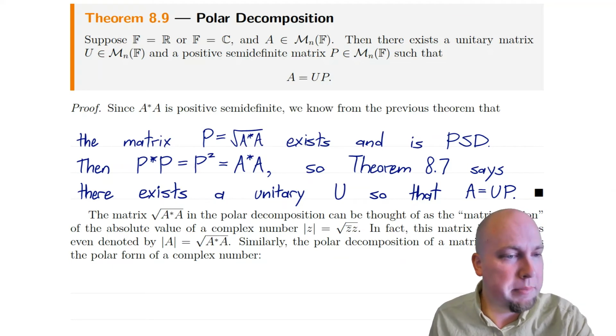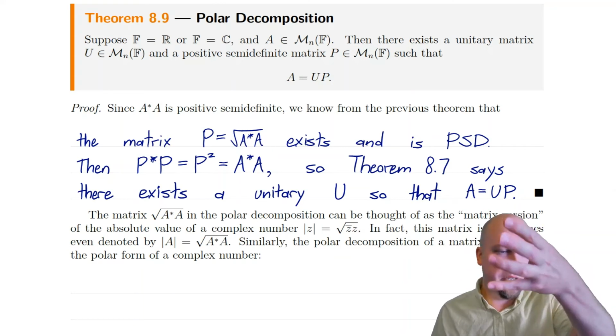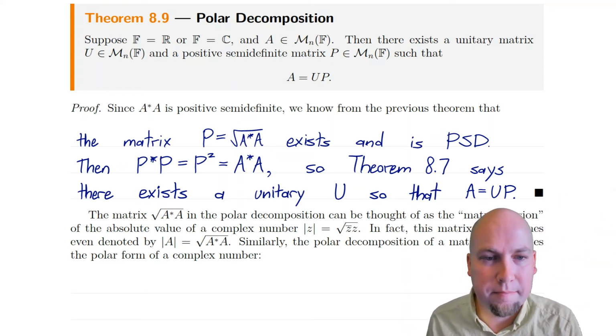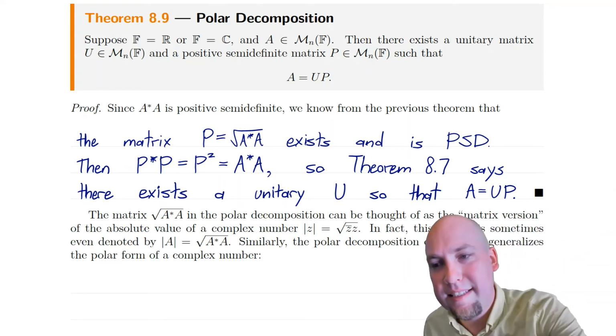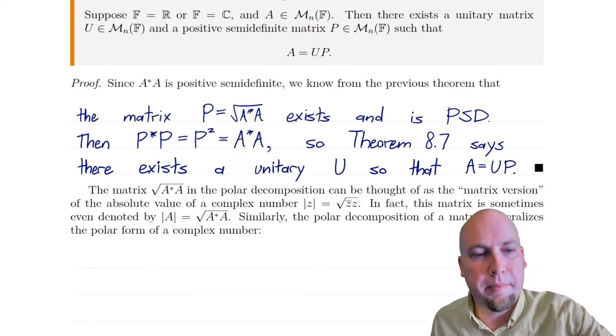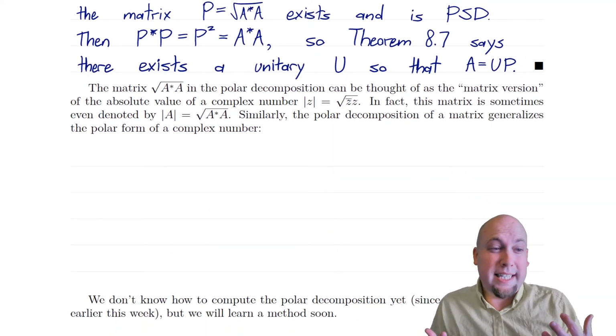We took an arbitrary matrix A and we showed that there exists a unitary such that A equals U times some positive semi-definite matrix. All right, so that's it. Let's think about how to interpret this theorem now, because it has a really nice geometric interpretation.